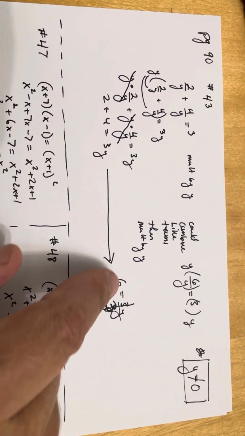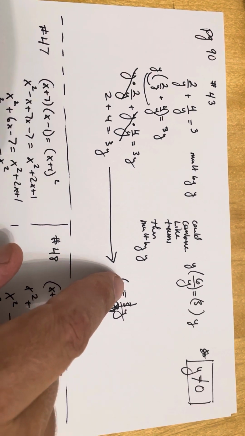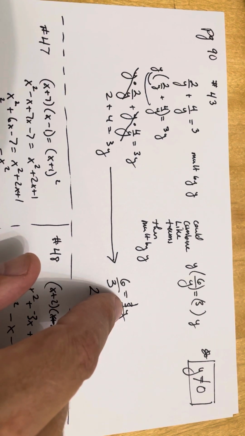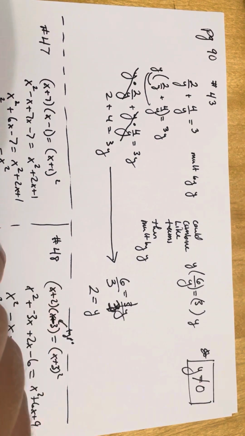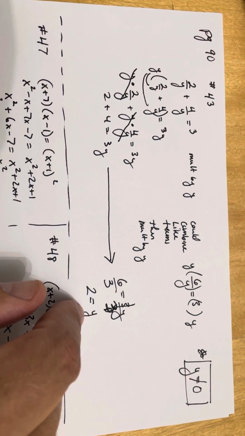Now I'll hop over here, and what that ends up giving us really is 6 is equal to 3y, and then you divide both sides by 3, and you'll get 2 equals y.